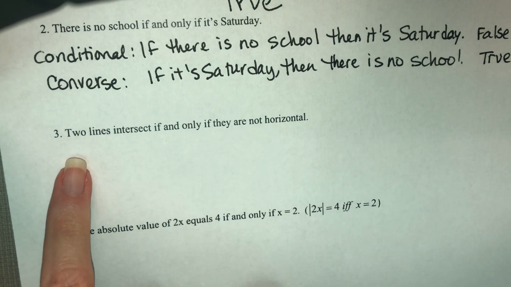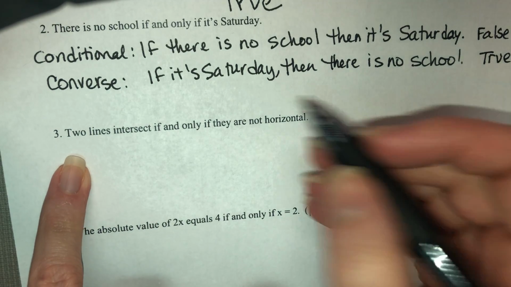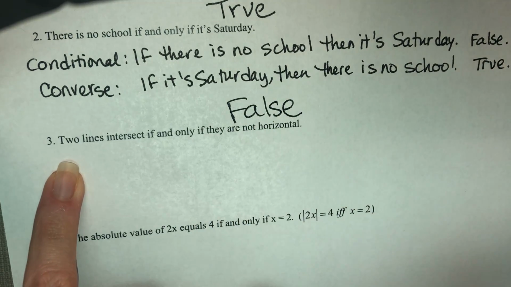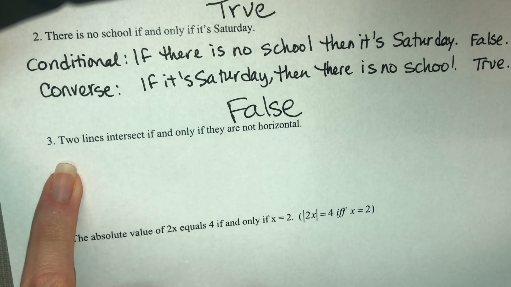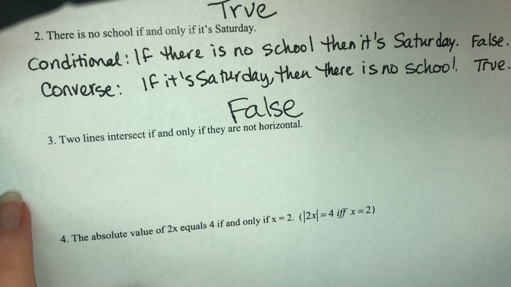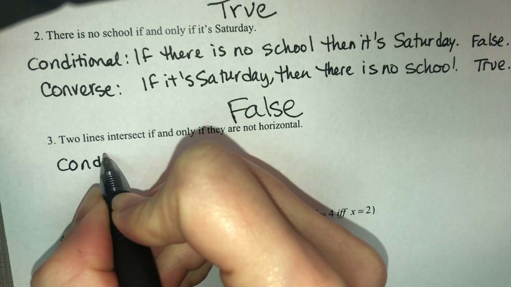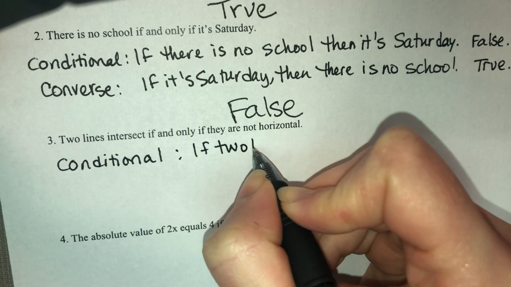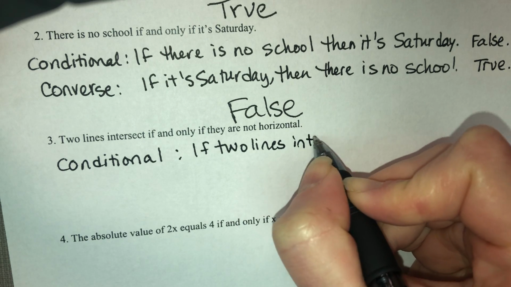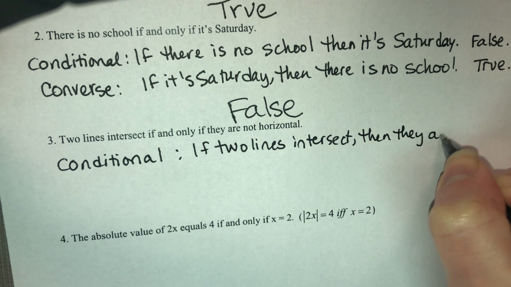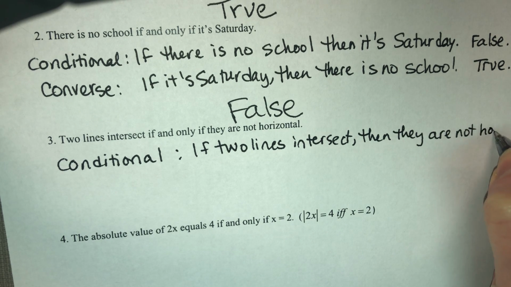Okay, number 3. So, would this overall statement be true or false? Well, if either of these came out to false, then the biconditional statement is false. Number 3 says, two lines intersect if and only if they are not horizontal. So we'll first start with the conditional. If two lines intersect, then they are not horizontal.